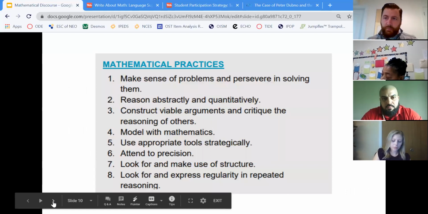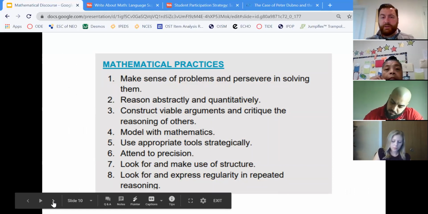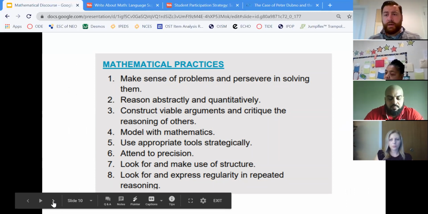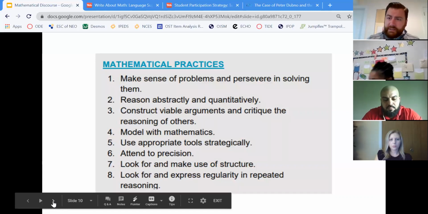Here are your 8 mathematical practices. I highlighted 3 of them. I put this slide in here because I always want to mention when we're teaching the standards, and that's what we're doing. We're not taking time away from the standards to do discourse. We're doing the standards through discourse. The standards talk about what students have to know. The practices talk about how they have to know them.